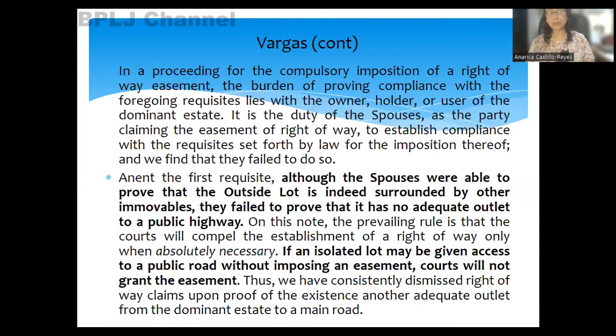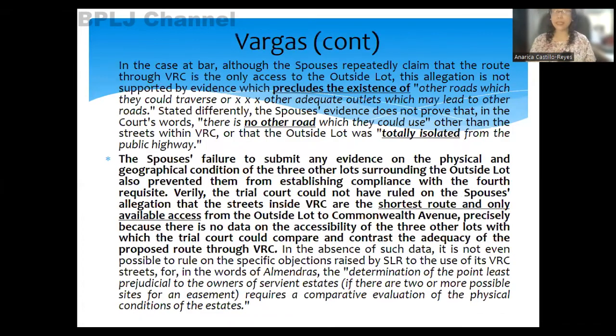Okay. Although the spouses were able to prove that the outside lot is indeed surrounded by other immovables, they failed to prove that it has no adequate outlet to the public highway. If an isolated lot may be given access to a public road without imposing an easement, the courts will not grant the easement. The spouses' failure to submit any evidence on the physical and geographical condition of the three other lots surrounding the outside lot also prevented them from establishing compliance with the fourth requisite.